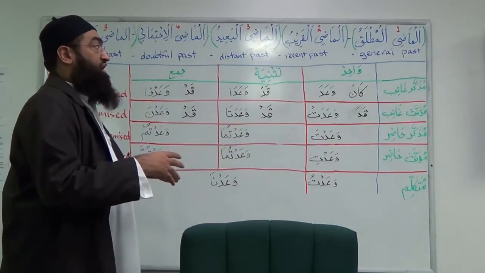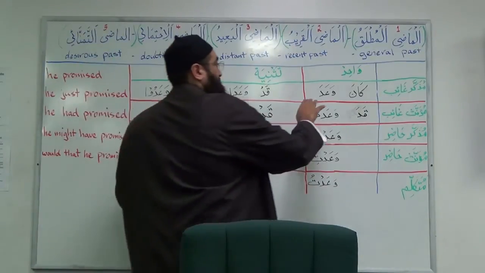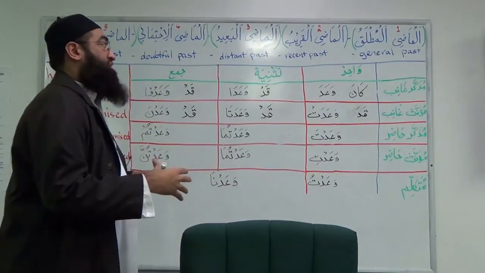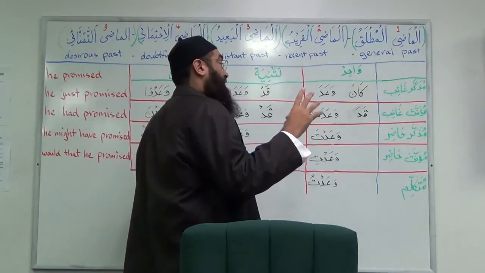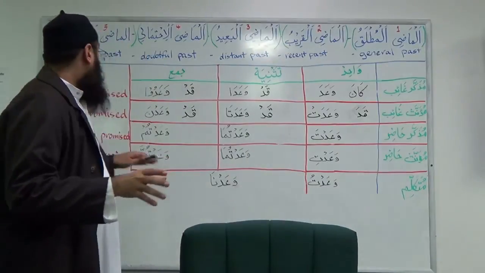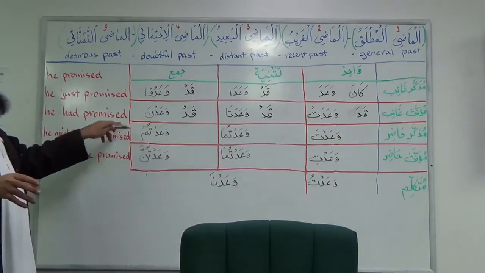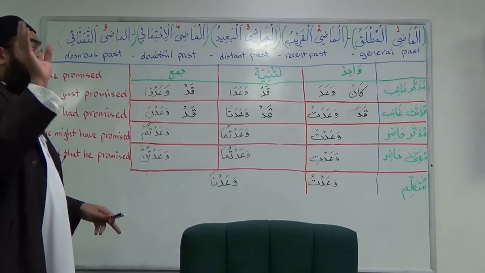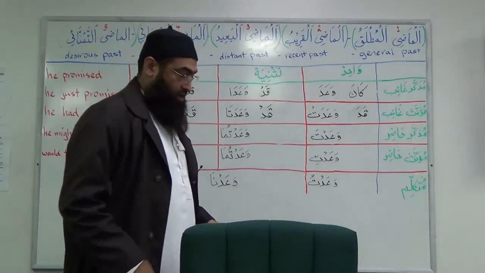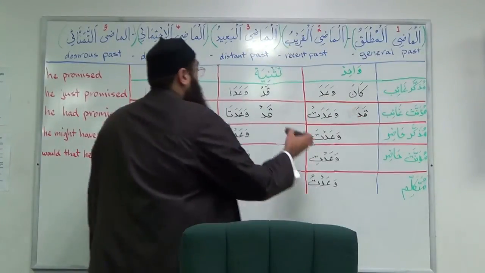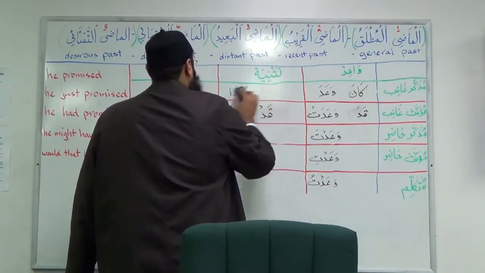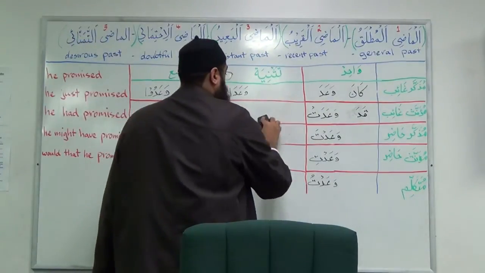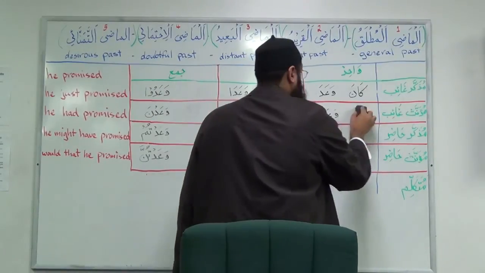So kana wa'ada, just wa'ada meant that one man promised. Kana wa'ada means that one man promised a long time ago. Alright? He had promised. So this is, he just promised, qad, and then he had promised. So he promised a long, long time ago. So it's distant. And this will also come on all 14 of the verbs, the main verb.